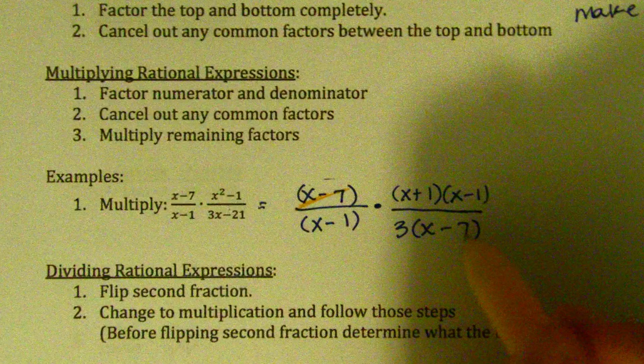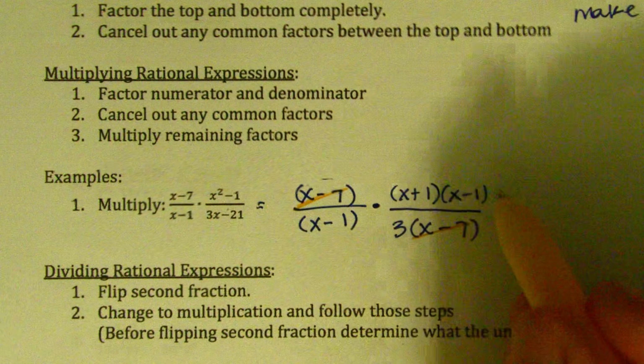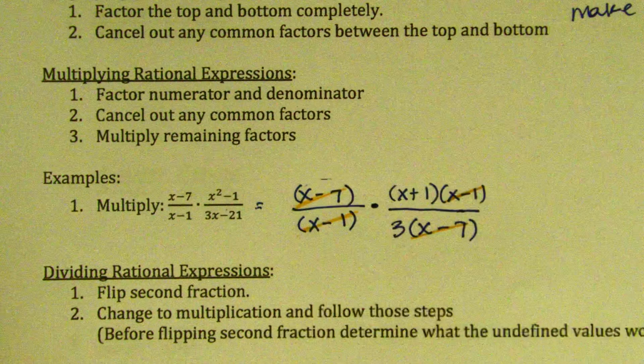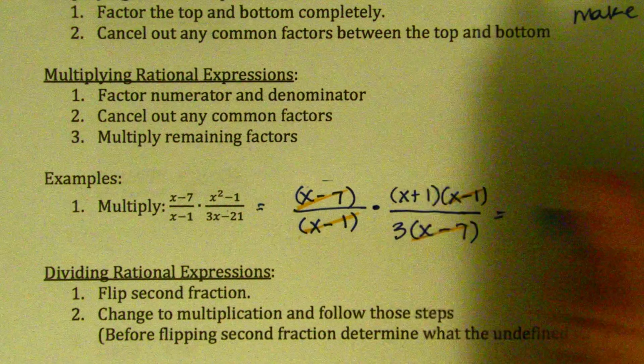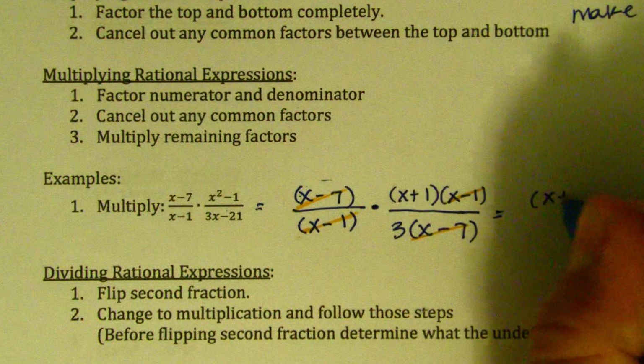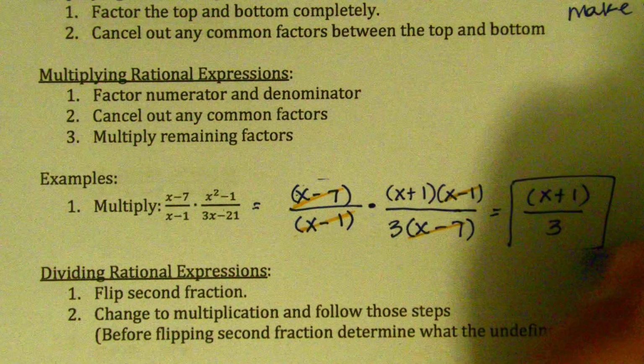Well, I have an x minus 7 and an x minus 7. Those are the same, they can cancel. I have an x minus 1 and an x minus 1. Those are the same, they can cancel. So my answer then, the only thing left up top is x plus 1, and the only thing left on bottom is a 3. So that would be my answer.